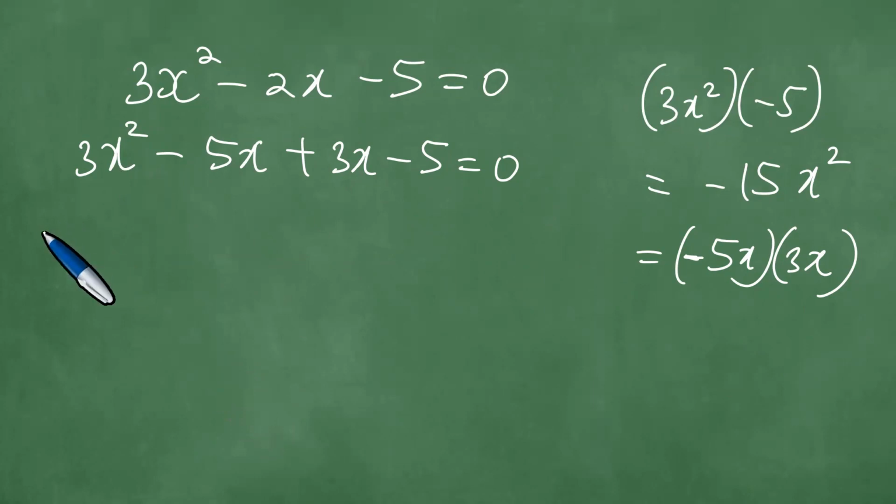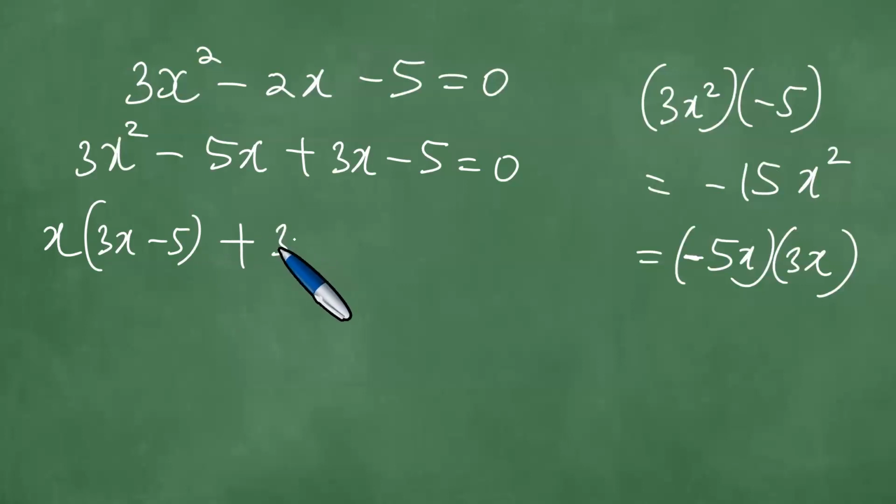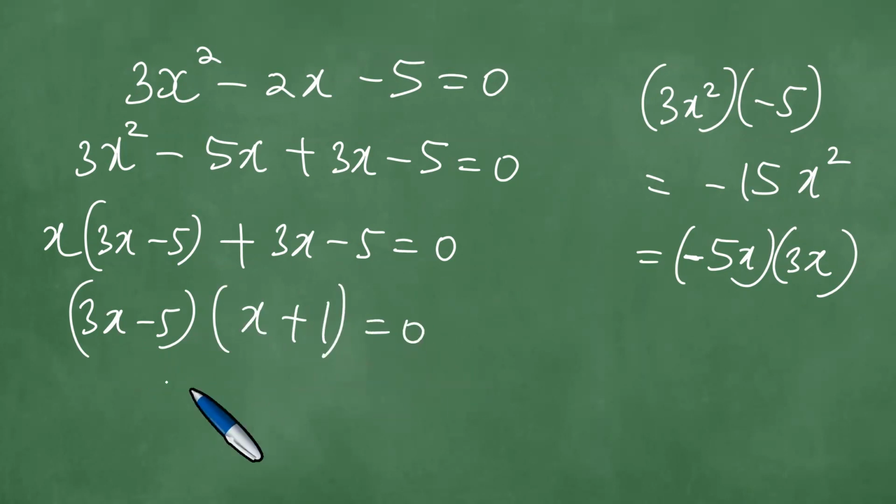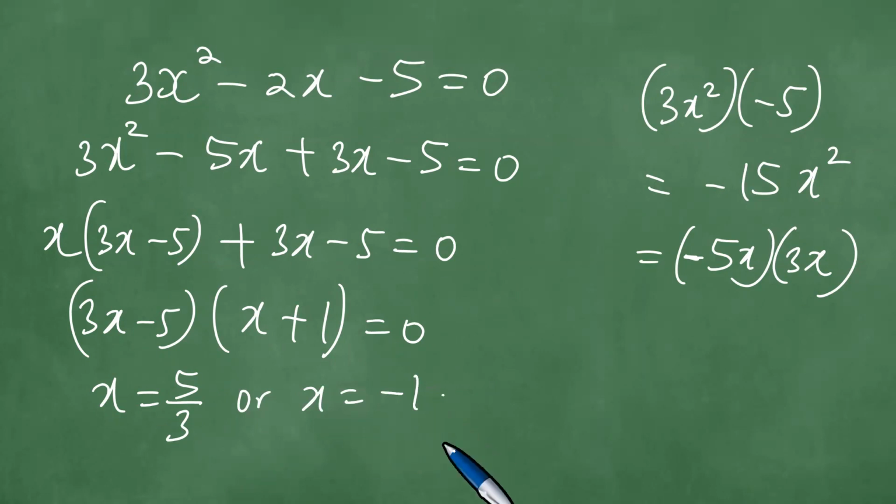And then here we're taking the highest common factor from the first two terms and taking out x from the first two, we have 3x minus 5 plus 3x minus 5 equals 0. Which is 3x minus 5 into x plus 1 equals 0, which means x equals 5 out of 3 or x equals minus 1. Okay, so these are the solutions to the problem, and we're continuing to solve a little bit more things.